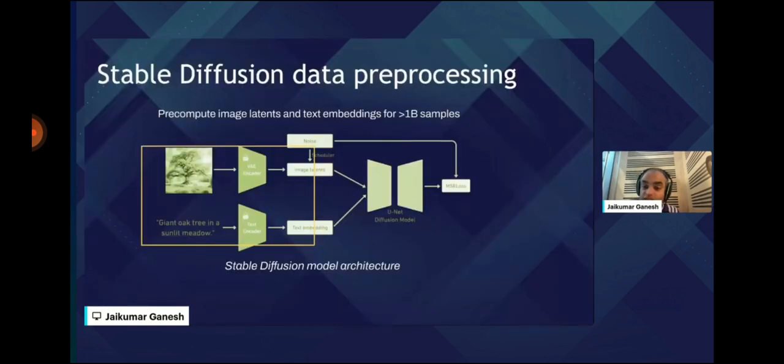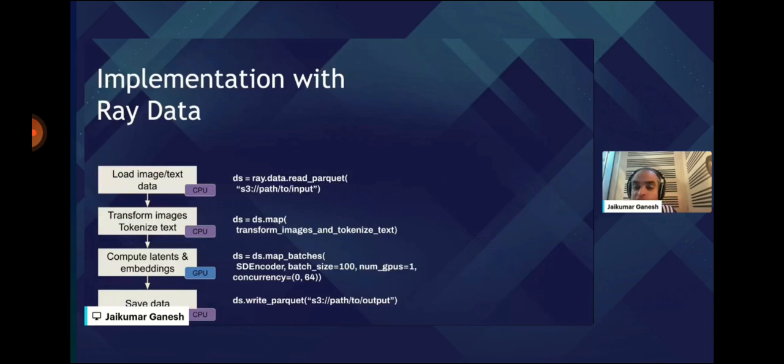Let's take an example of Stable Diffusion. As you probably are all familiar with Stable Diffusion, you have to pre-compute image latents and text embeddings for more than 1 billion samples. This is what it looks like with Ray Data.